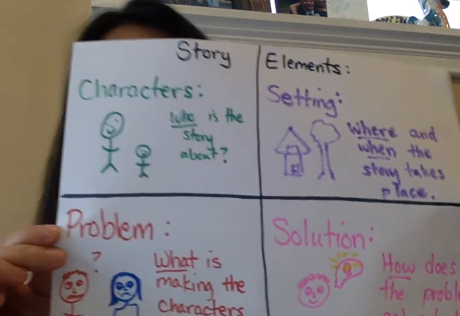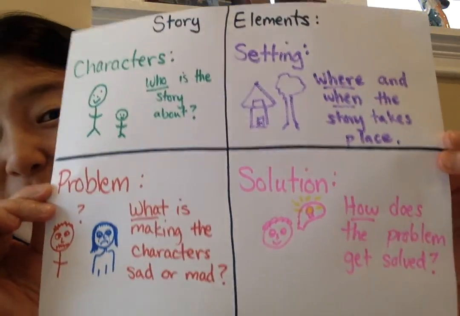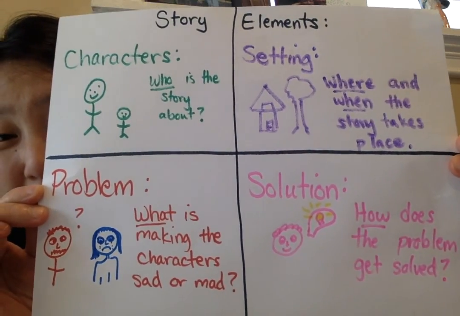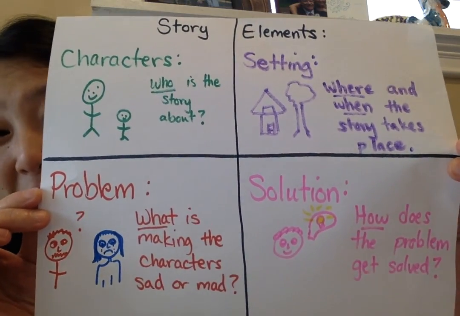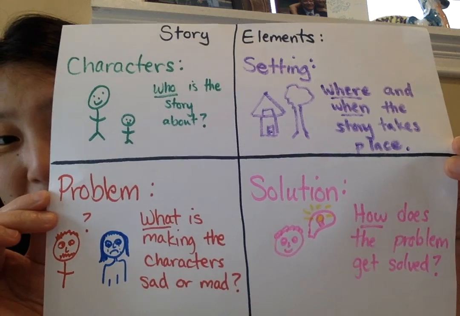So today, when you're reading, and every day from now on, when you're reading a story that's fiction, look for those story elements: characters, setting, problem, and solution. And when you are writing, whether it's a personal narrative about something that happened to you, or a totally made-up story, a fantasy story, you can use the story elements to help you structure your story also.